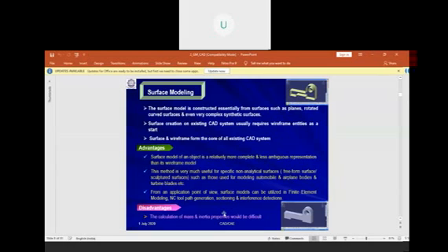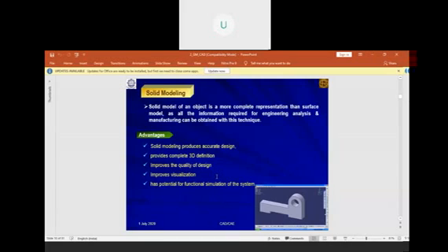Next, the one we are using is the solid model. It is a more complete representation than the surface model, and the information required for engineering analysis and manufacturing can be obtained with this technique. And it has a lot of advantages. You know that the solid model produces accurate design, it provides a complete 3D definition, it improves the quality of the design, improves the visualization, and has the potential for functional simulation.